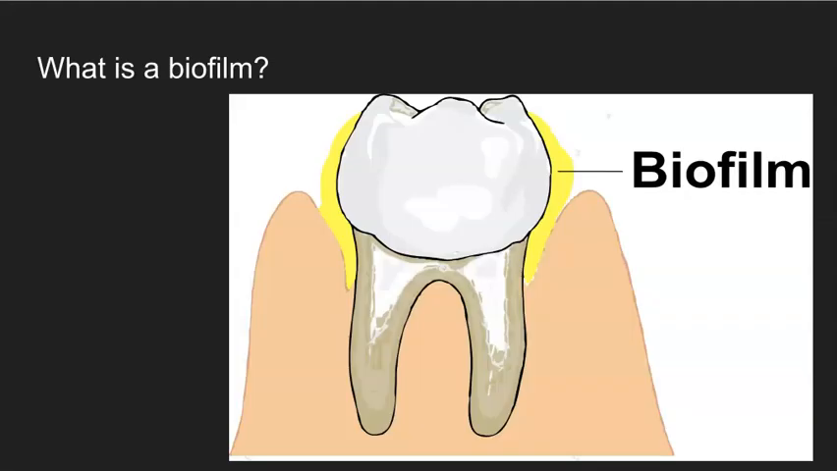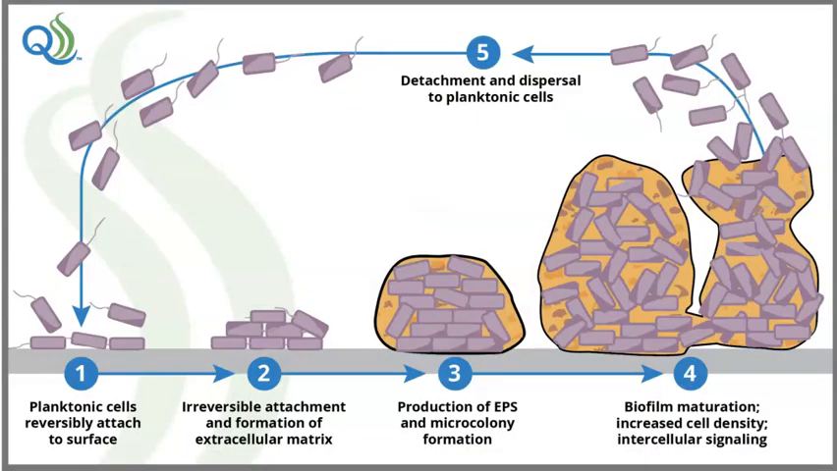What is a biofilm? A biofilm is a layer of bacteria or other microbes that stick to and grow on the surface of a structure. That structure can be household items, industrial pipes, contact lenses, medical devices such as catheters, and plant and animal tissues. The development of biofilms involves 6 steps.